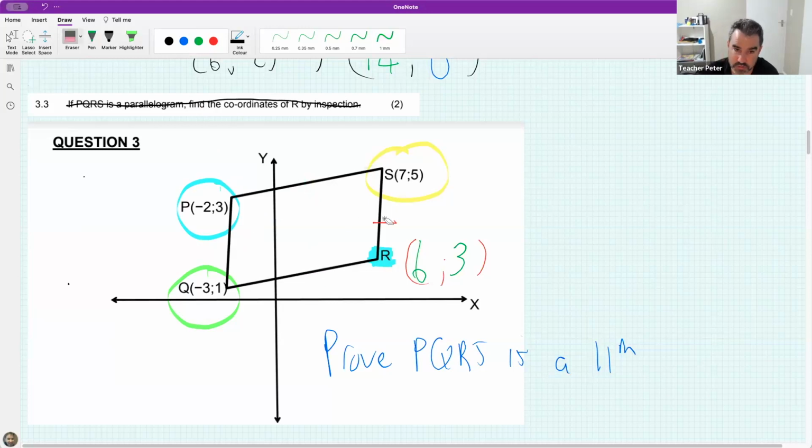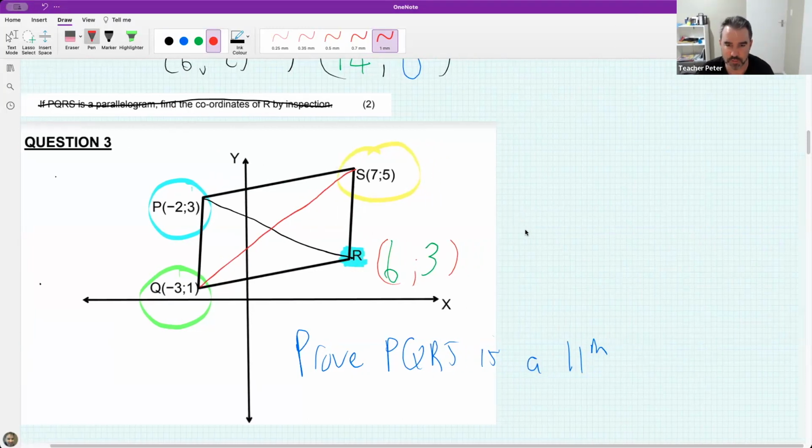Another way is by showing that the gradient of these two is the same and the gradient of these two is the same. It's not wrong to find the gradient, but it also takes a bit of time. The quickest way to prove this is a parallelogram is to find the midpoint of the diagonal here and the midpoint of the diagonal over here of this quadrilateral, and see what happens to those midpoints.